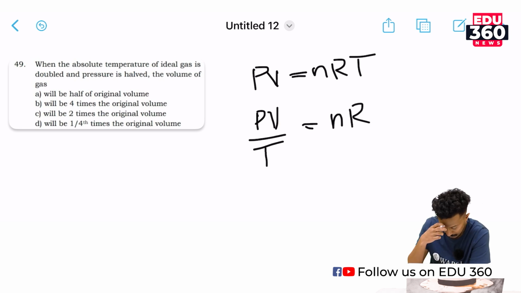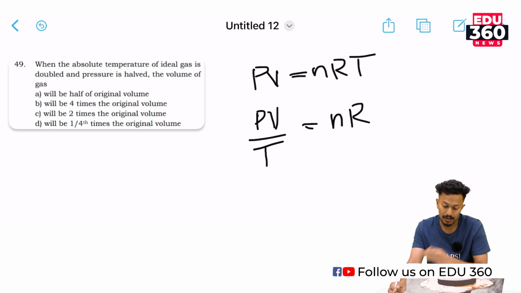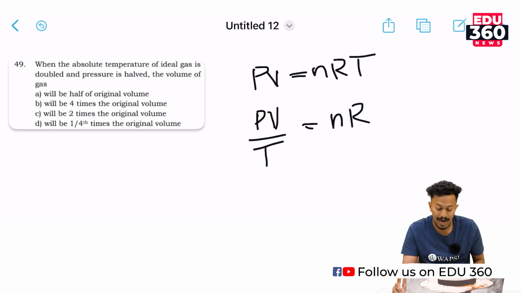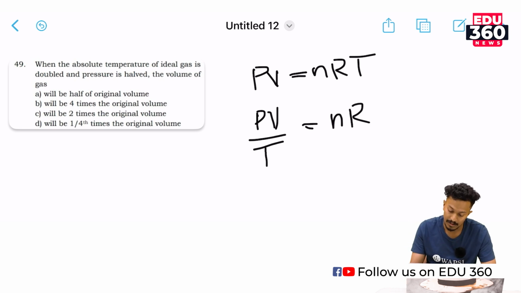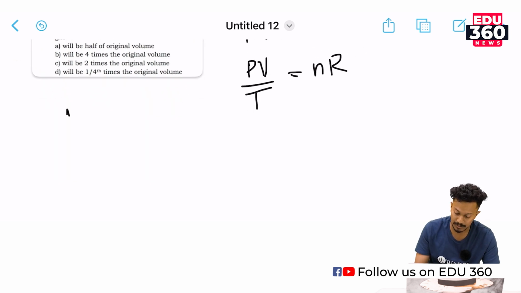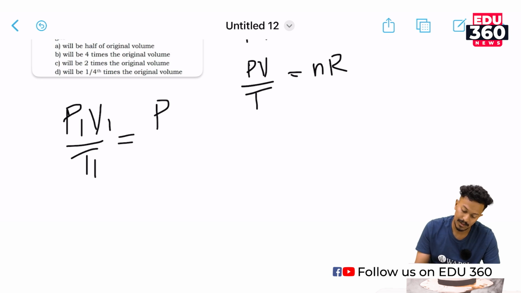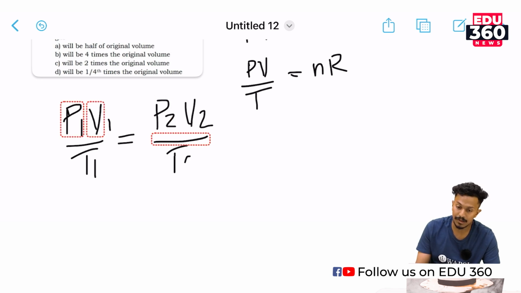Okay, we have done this one, and we could take out the second gas, which has the pressure halved and volume doubled. We could write that as P2 V2. Okay, this is the ideal gas equation: P1 V1 by T1 is equal to P2 V2 by T2.